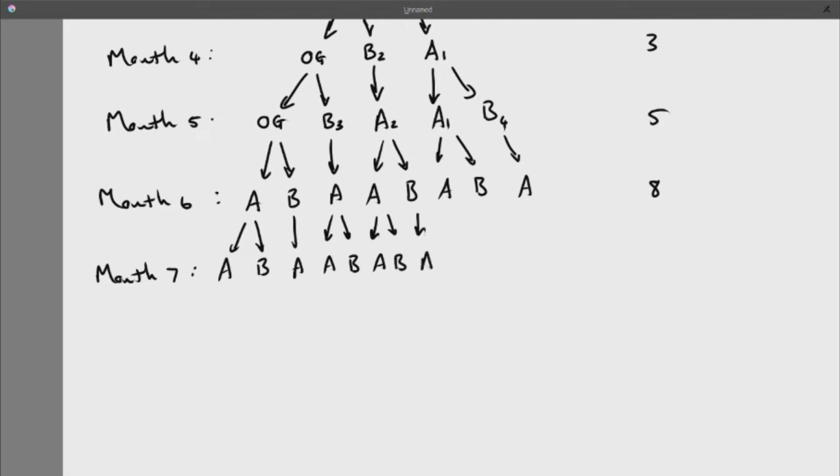Baby grows up. Adult stays an adult, has a baby. Baby grows up. Adult stays an adult, has a baby. How many do I get? Should be 13. Otherwise I made a mistake. 1, 2, 3, 4, 5, 8, 9, 10, 11, 12, 13.